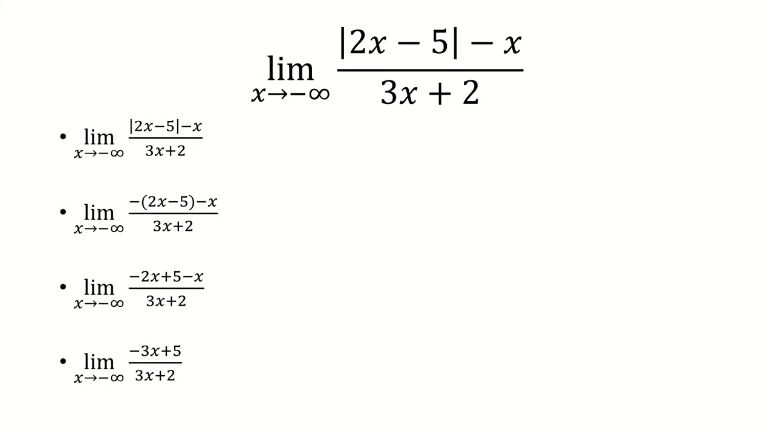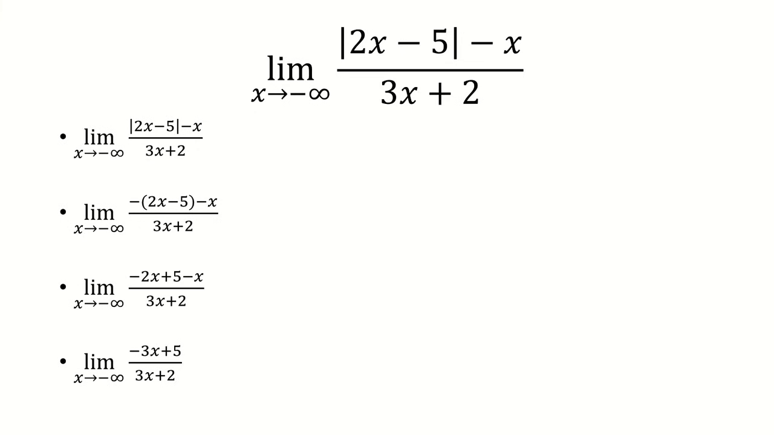So in this case, the absolute value of 2x minus 5. Remember the definition. The absolute value of something is that expression if it's positive, so in this case 2x minus 5, and the negative of that expression if it's negative. So that would be negative quantity 2x minus 5. Our limit is as x approaches negative infinity.